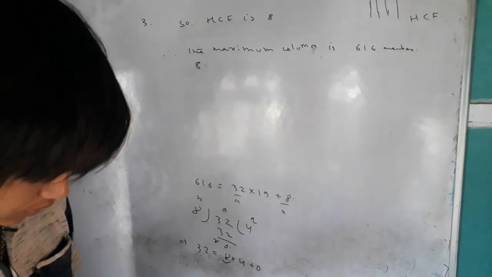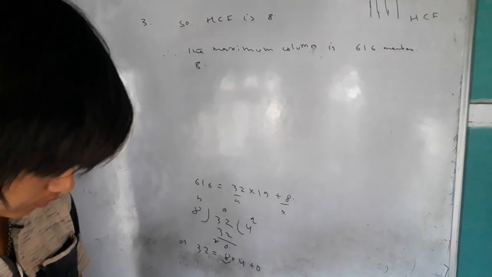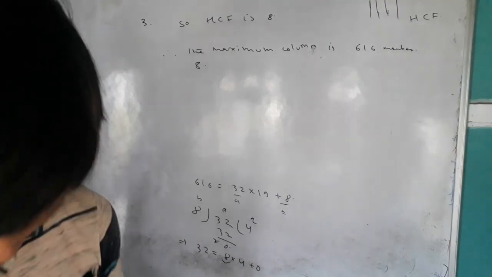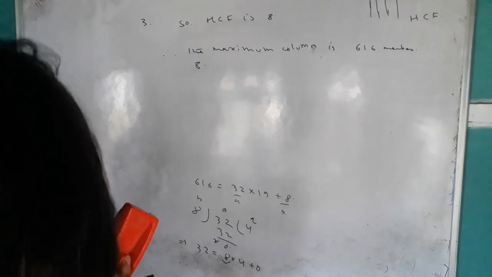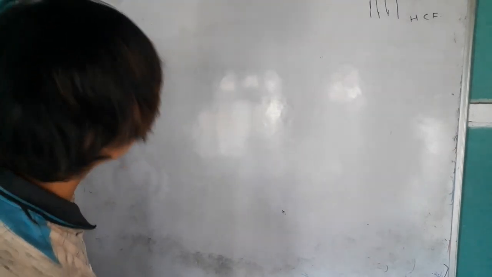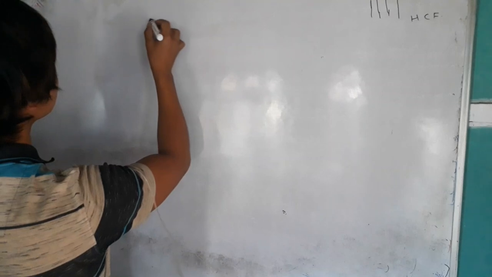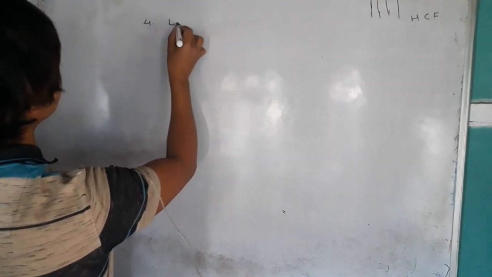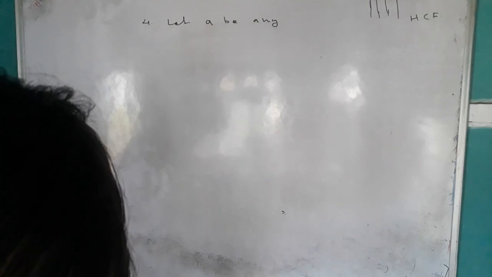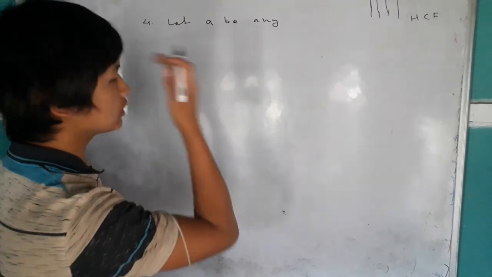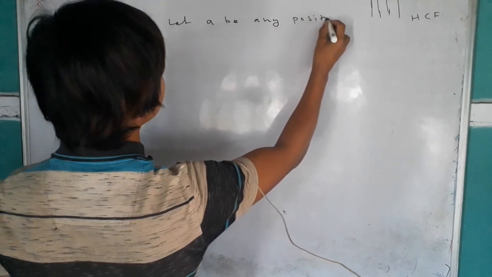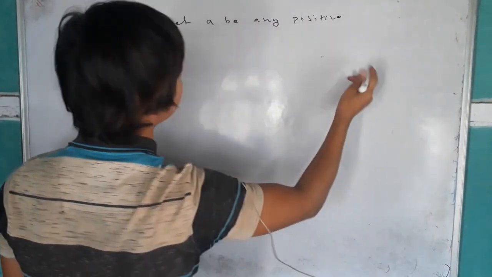So question number 4. Using Euclid's division lemma, the square of any positive integer is either in the form of 3m or 3m plus 1. Here is the question. It is similar to question number 2. Let a be any positive integer. The question is not saying odd, even or anything, it is saying only positive, means let a be any positive integer.